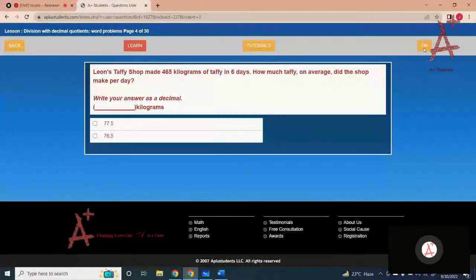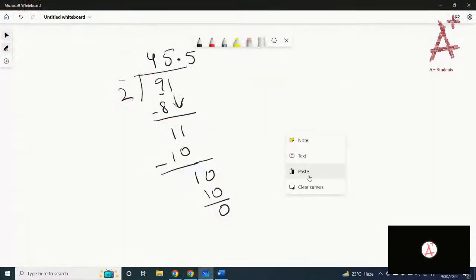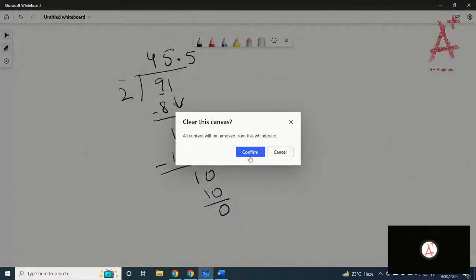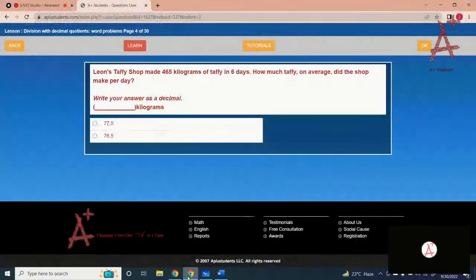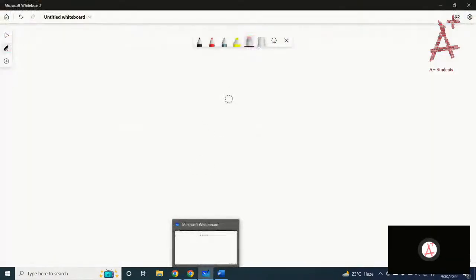Okay, the next one is Leon's taffy shop made 465 kilograms of taffy in 6 days. How many kilograms of taffy on average did the shop make per day? So you have to divide 465 by 6. Let's just divide 465 by 6.